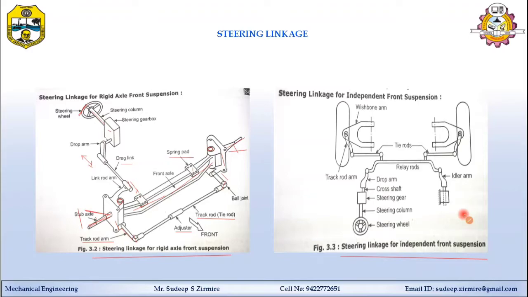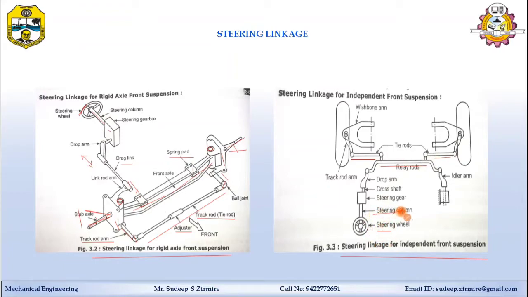The second point is the steering linkage for the independent suspension system. Here the complete track rod is divided into three parts. It is called the relay rod, and second, these are the tie rods. It is divided into three parts here.